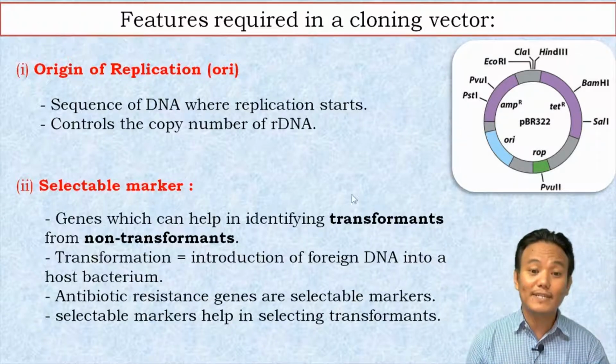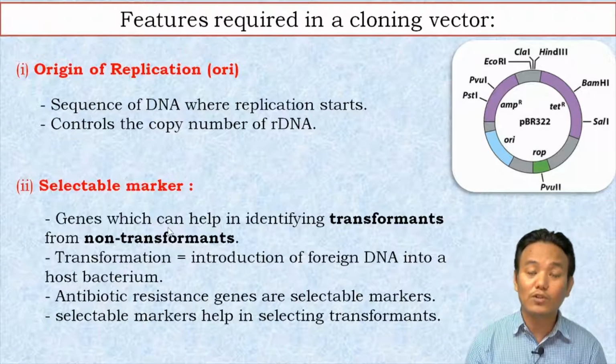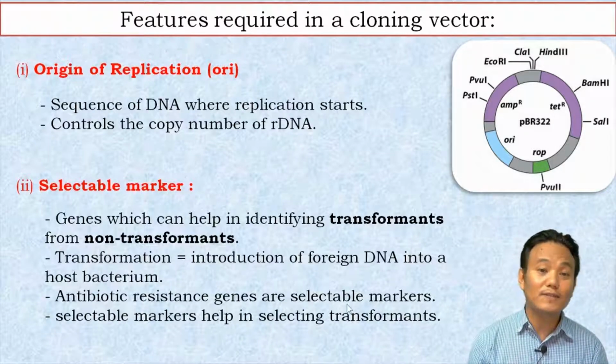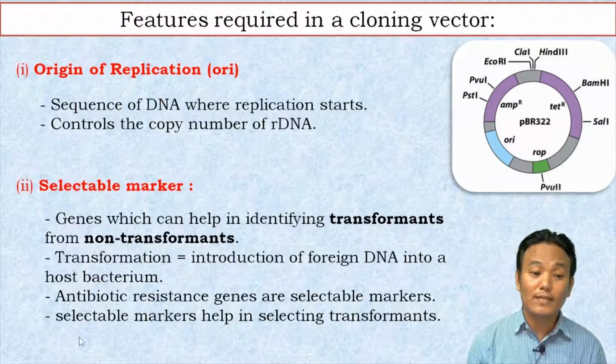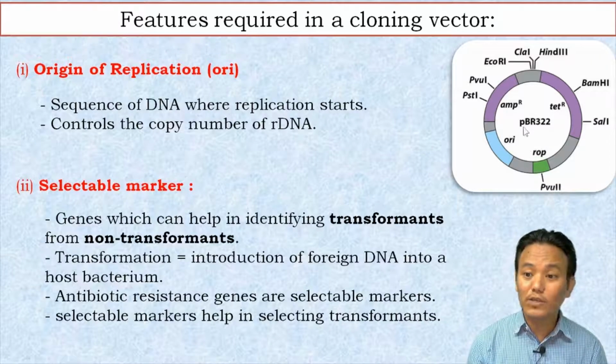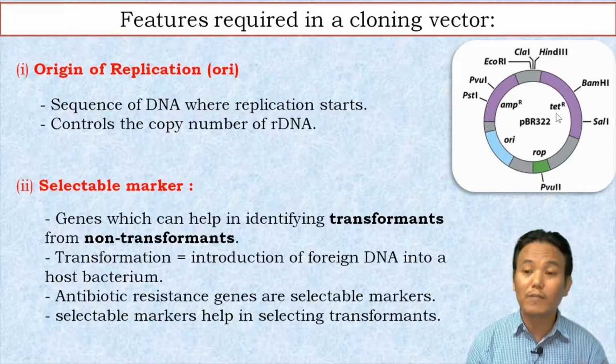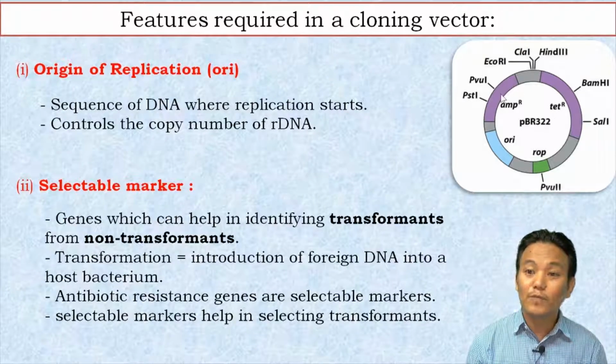Now how do we identify transformants from non-transformants? Here we have antibiotic resistant genes as selectable markers, right? And selectable markers help in selecting transformants. If you look at the picture of PBR322, the two purple regions over here are antibiotic resistant genes. Here we have the ampicillin resistant gene, and here we have the tetracycline resistant gene. Ampicillin and tetracycline are two antibiotics. Okay, so these two genes are used as selectable markers.